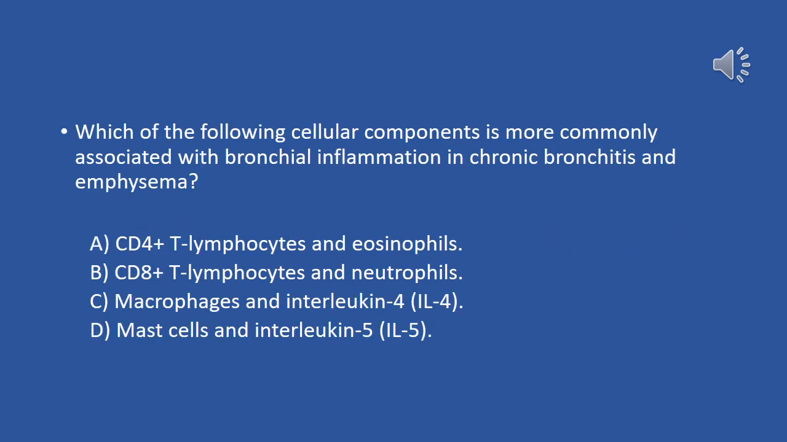Which of the following cellular components is more commonly associated with bronchial inflammation in chronic bronchitis and emphysema? A. CD4 plus T lymphocytes and eosinophils. B. CD8 plus T lymphocytes and neutrophils. C. Macrophages and interleukin-4, IL-4. D. Mast cells and interleukin-5, IL-5.